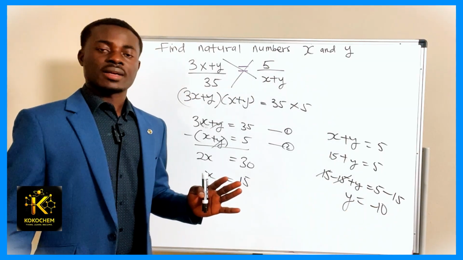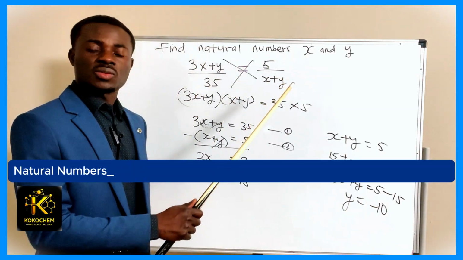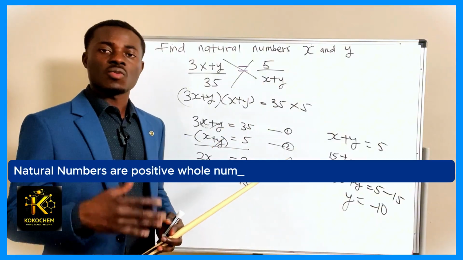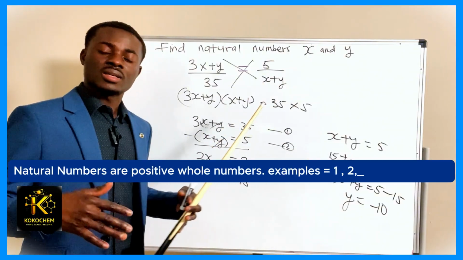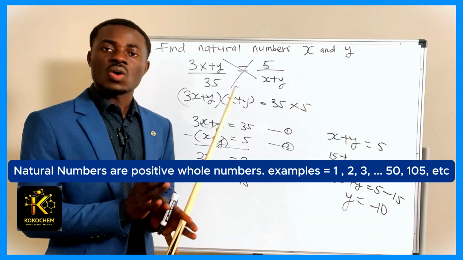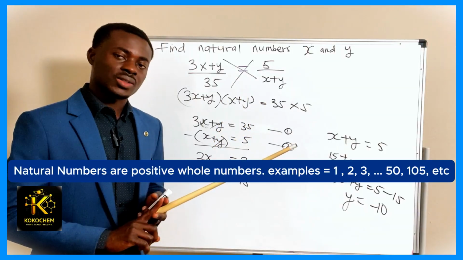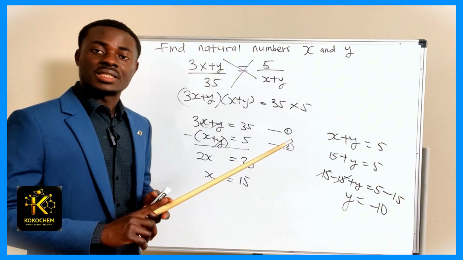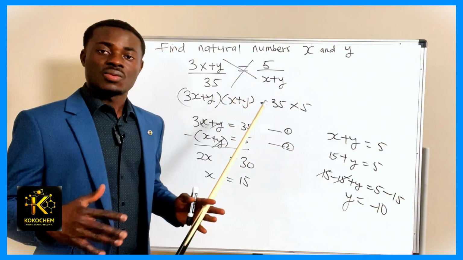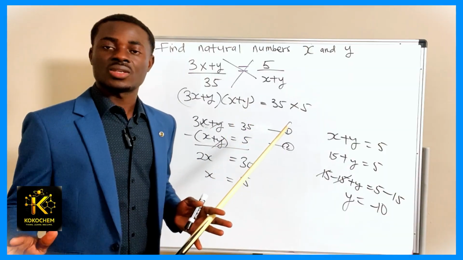But here is the trick. We are looking for natural numbers. When you say natural numbers, we are looking for 1, 2, 3, and upwards. They are positive whole numbers. So if you have an answer which is negative, it's not a natural number. If you have an answer which is 0, it's not a natural number. What about fractions? Fractions are not natural numbers.